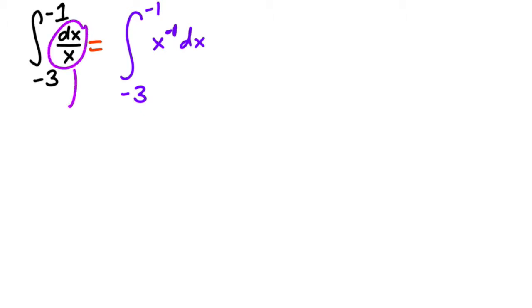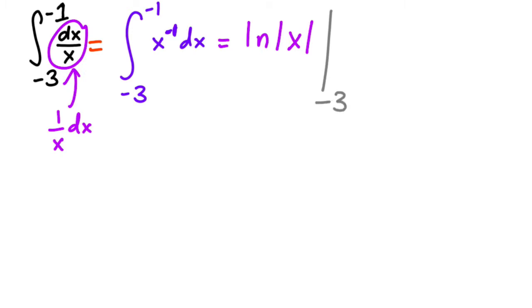This dx over x is the same as 1 over x dx. And so the antiderivative of 1 over x, well, that's just the natural log of the absolute value of x. And so then you're just going to evaluate from negative 3 to negative 1. Okay, so then you have natural log of absolute value of negative 1 minus natural log absolute value of negative 3.